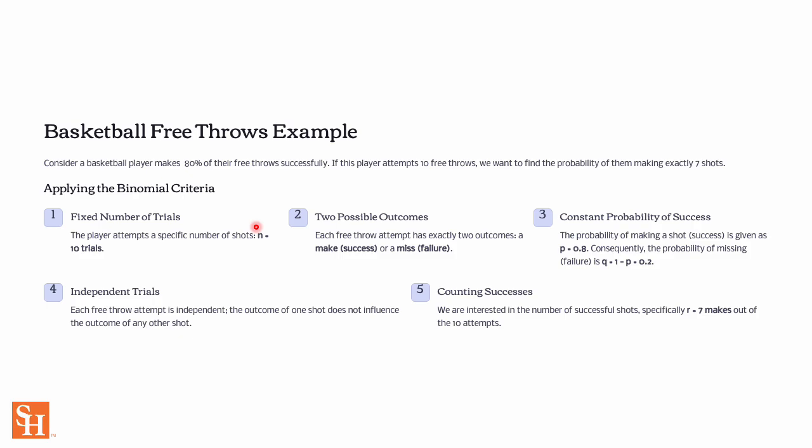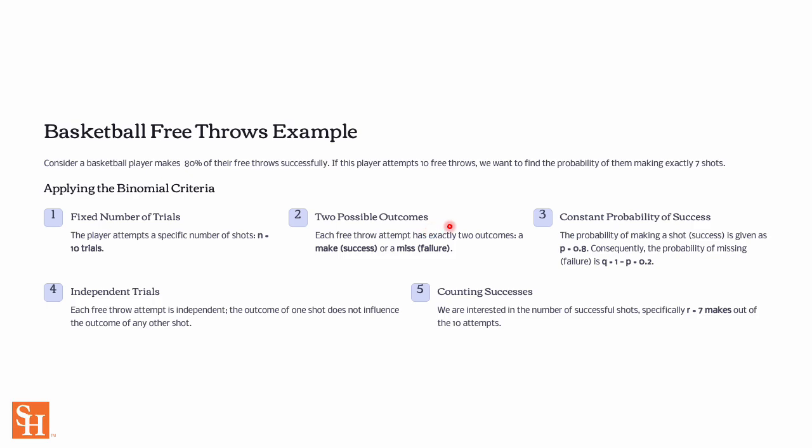Let's look into another problem and see whether in that case we can use binomial probability distribution. So here consider a basketball player who makes 80% of their free throws successfully. If the player attempts 10 free throws, we want to find the probability of them making exactly 7 shots. So in that case, how many throws is he attempting? He is attempting 10 throws. Therefore the number of trials would be 10, and there are two possible outcomes. Either he makes the shot successfully, or he fails to make the shot, right?